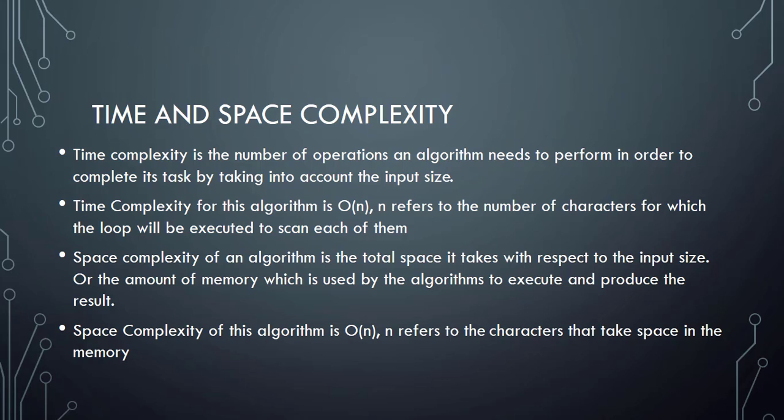Space complexity of an algorithm is the total space it takes with respect to the input size, or the amount of memory which is used by the algorithm to execute and produce the result. So based on this definition, we can say that space complexity for this algorithm is going to be big O n, because n refers to the characters that take space in the memory. If we have many characters inside our array or inside our postfix expression, as the number of these characters increases, the amount of space that those characters will take inside the memory will increase too.